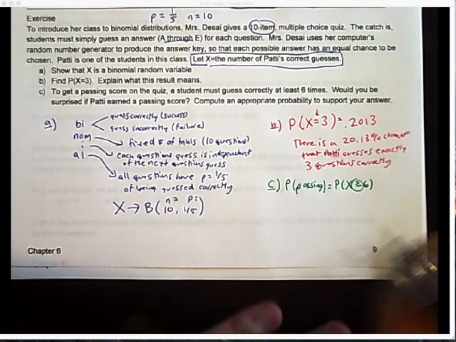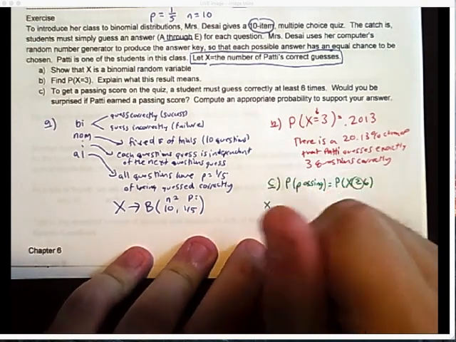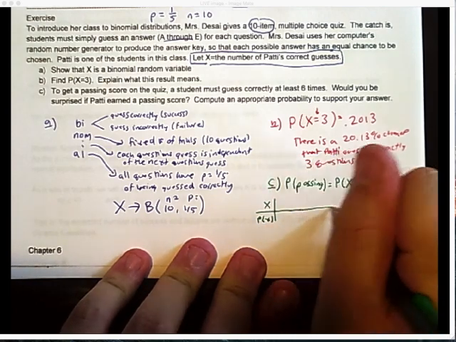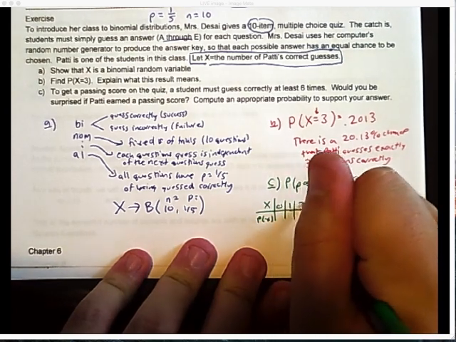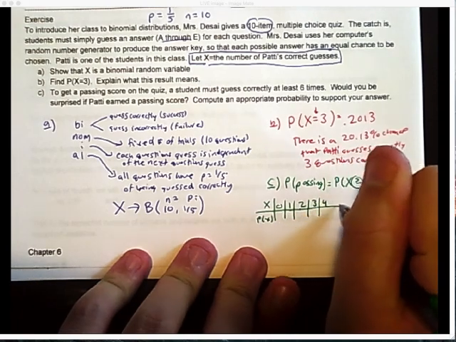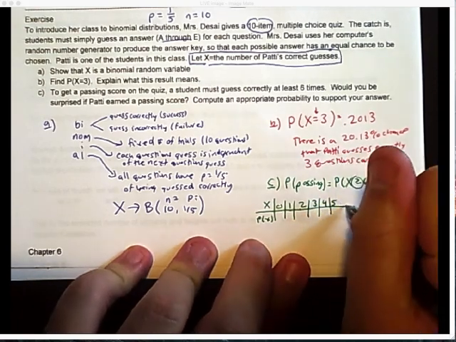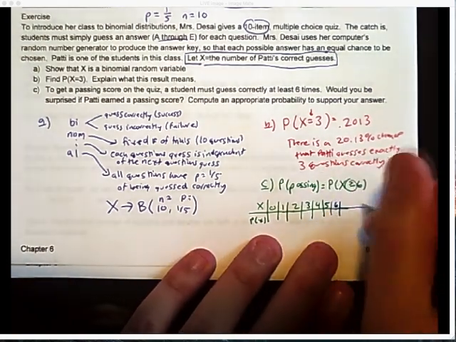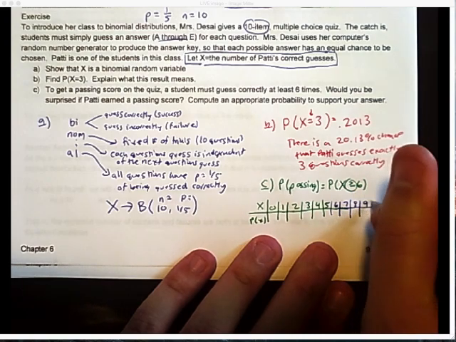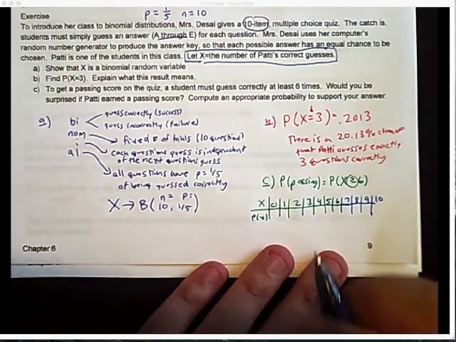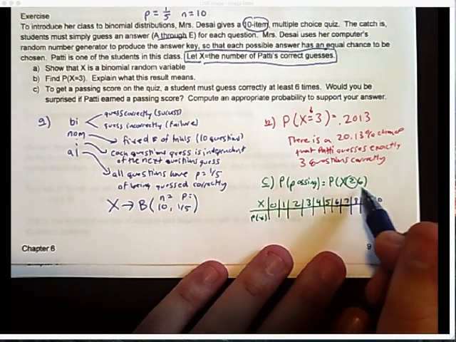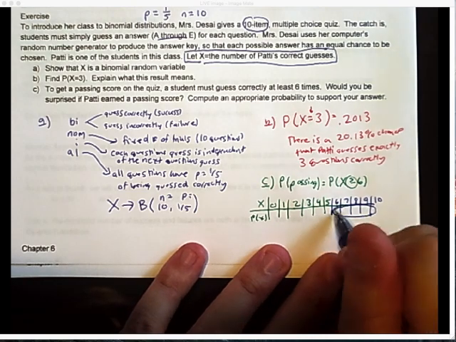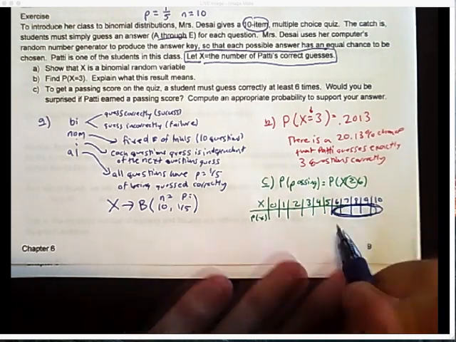Okay, so if I thought about this in terms of just a discrete random variable, all right, so if I had my numbers, if I have 10 questions, I could get 0 right, 1 right, 2 right, 3 right, 4 right, 5 right, 6 right, 7 right, 8 right, 9 right, and 10 right. So I want to figure out what's the probability that I get 6 or more right. So what I would be doing is adding up those individual probabilities between 6 and 10.